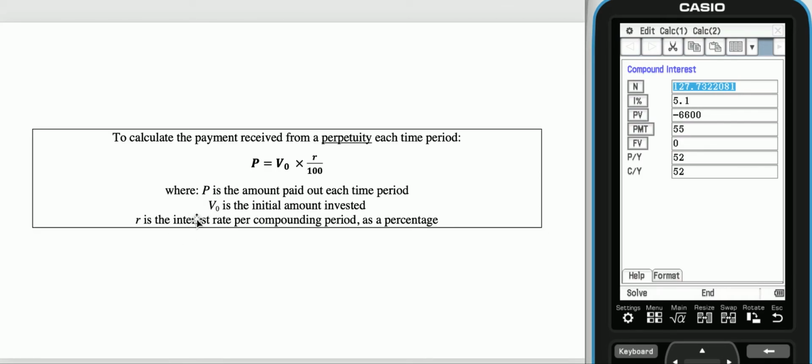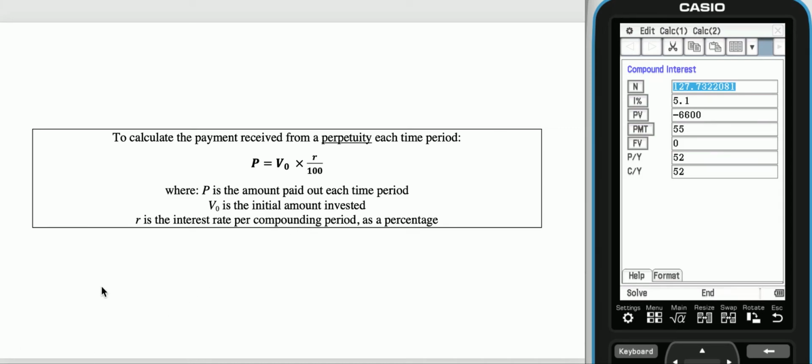For perpetuities, we have this formula that we can use to calculate the payment that will be taken out from the perpetuity each time period, and that formula is P = V0 × R/100, where P is the amount of money that we're actually going to get paid, so that's our payment amount each time period. V0, as always, is the initial amount invested, and R is the interest rate per compounding period. So if the rate's compounding monthly, we'll have to divide by 12, or quarterly, divide by 4, and so on.